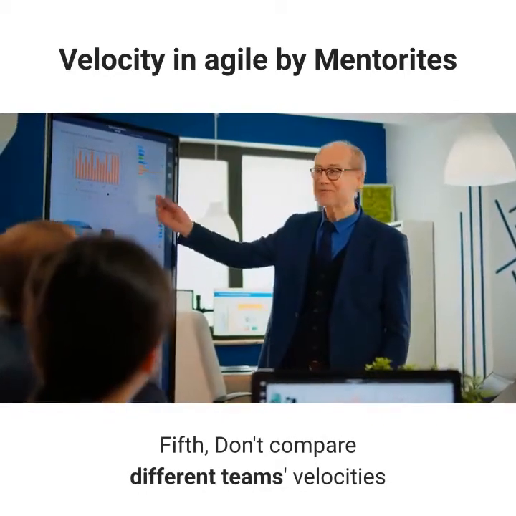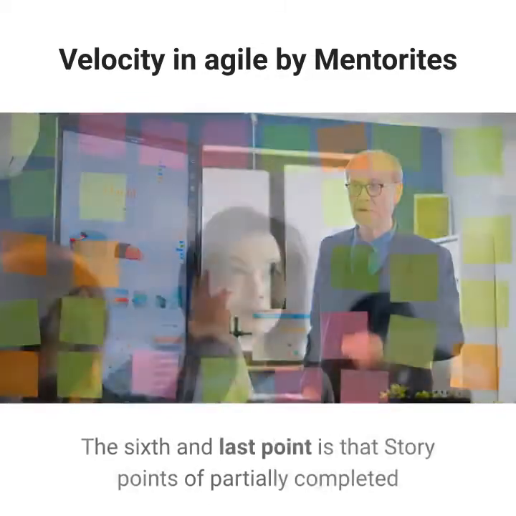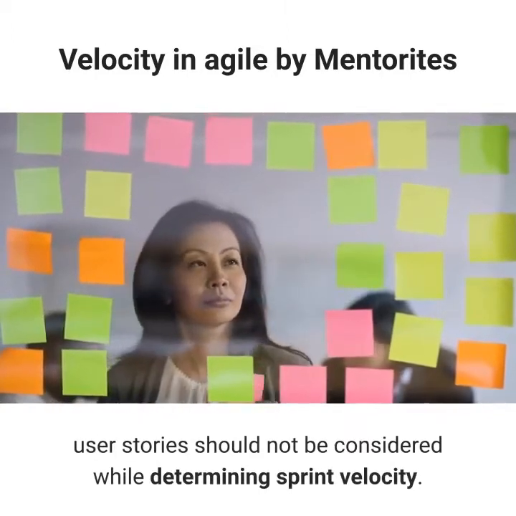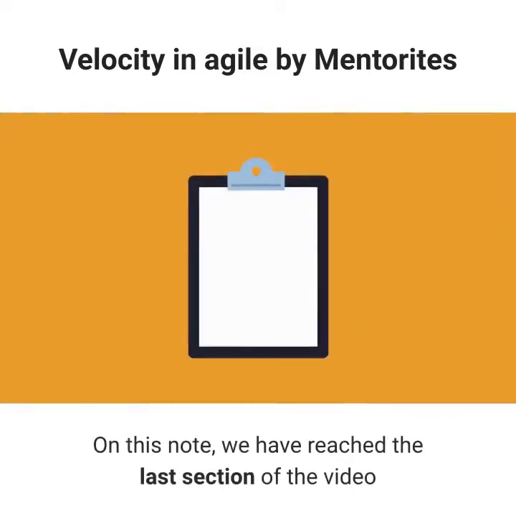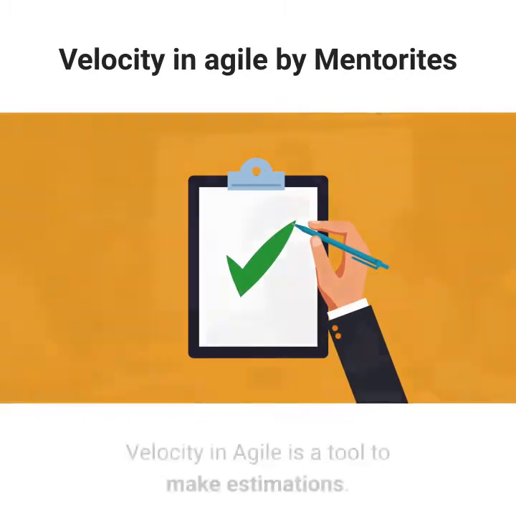Fifth, don't compare different teams' velocities as other teams use different estimation techniques. The sixth and last point is that story points of partially completed user stories should not be considered while determining sprint velocity. On this note, we have reached the last section of the video, that means the conclusion part.